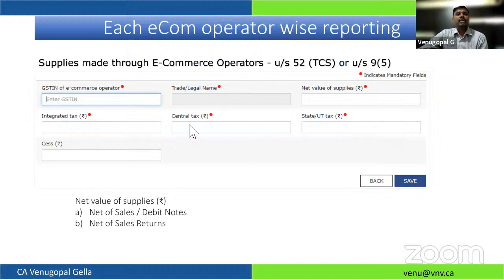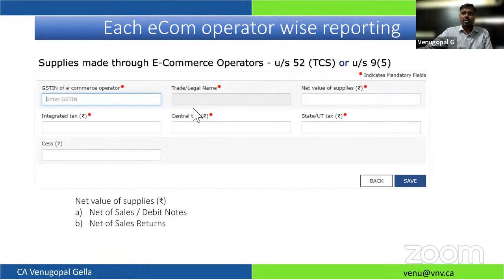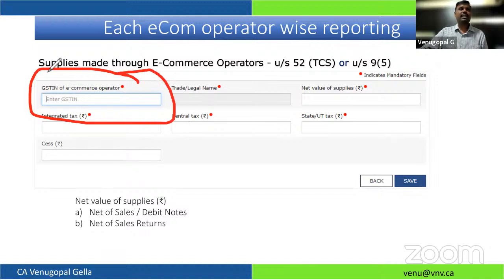Now, for the e-commerce operator related reporting, if you see, I have TCS and 9.5 related reporting. So in both situations, since the supply is happening through the e-commerce operator, I don't need to give invoice-wise details because I've already given them elsewhere. I only have to give an e-commerce operator-wise summary. It's a group by, sum by each e-commerce operator. I have to sum up all the values that are happening by e-commerce operator, and I have to only give the net value of the supplies.